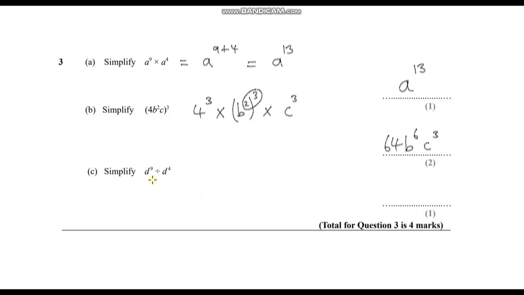Now simplify d to the power 9 divided by d to the power 4. And again, another one of our laws of indices. When we divide things with the same base, we subtract our indices. So this is going to be d to the power of 9 minus 4. And 9 minus 4 is 5. So our answer is d to the power 5.